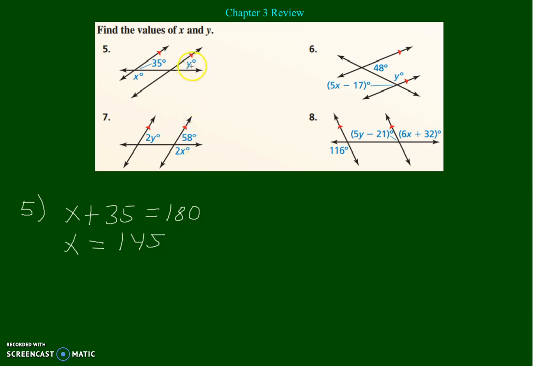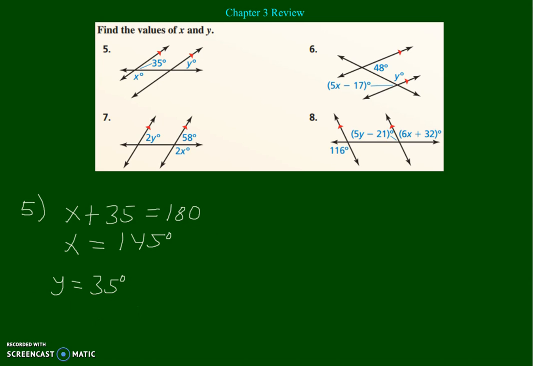Now, for angle y, we can see that this angle and this angle are corresponding angles. That means that this angle and this angle are congruent. If 2 parallel lines are cut by a transversal, then the corresponding angles are congruent. So the other part of 5 is y equals 35 degrees. That's supposed to be degrees there too, but okay. Now let's move on to problem 6.